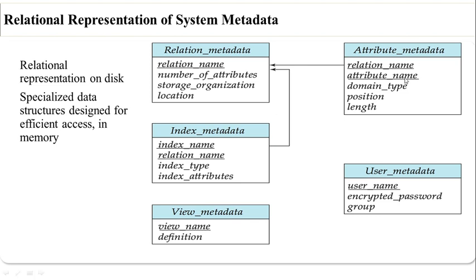So how is it going to be? Index names, relational metadata is accessed, and attribute metadata is accessed, and user data can also be accessed.